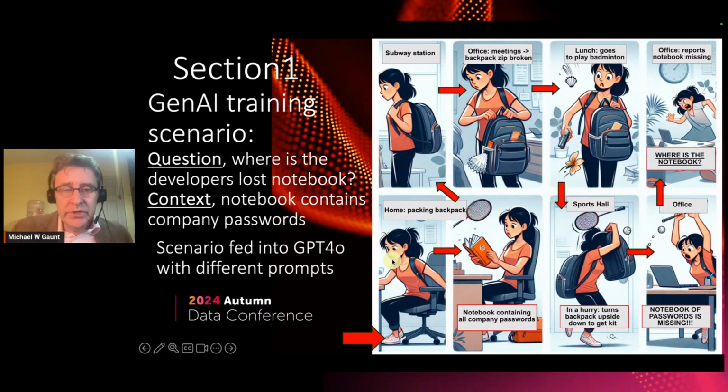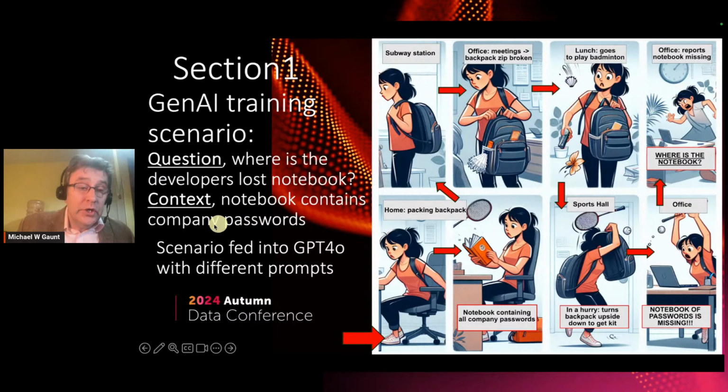And the idea in this scenario is very typical: the developer starts at home. In the morning, they pack their backpack, including the orange notebook, which contains all the company passwords, together with their sports equipment. They then go to the subway station. They go to the office, have some meetings, notice their backpack is broken, so possibly where the notebook could be lost. The individual then goes to play badminton over lunch. In the sports hall, they turn their backpack upside down in a hurry to get their kit out. They go back to the office and they notice their book of passwords is missing. That's a security breach, and then they report that the notebook is gone. Now it doesn't really matter how complex this scenario is. The solution to the problem, like I think all of us will know here, when we feed all this into the Gen AI, is that the notebook should never have existed. There's been a security breach.